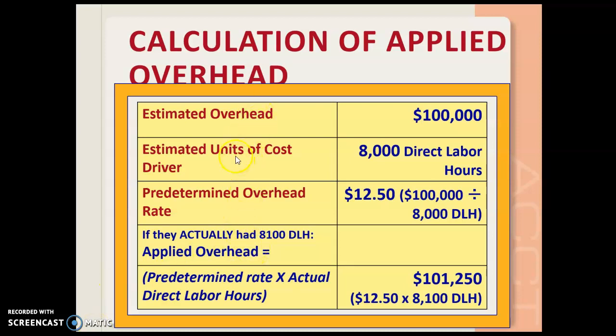Okay, and here's just a summary. Our $100,000 estimated overhead cost divided by our estimated cost driver gives our predetermined overhead rate of $12.50 per direct labor hour. We estimated we would have 8,000 direct labor hours next year, but if by the end of the year we actually had 8,100, we would have applied 8,100 times 12.50.